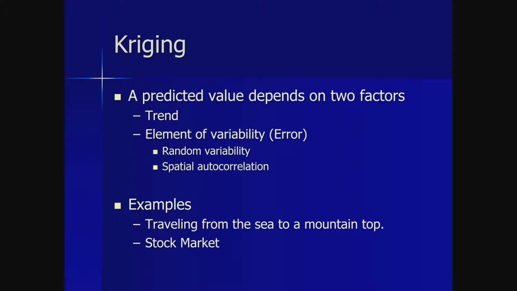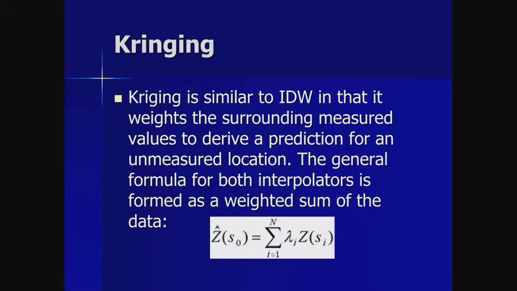So kriging takes into account both of these. It's actually really similar to IDW in that it weights the surrounding values to derive a prediction for an unmeasured location. So it's still looking at nearby values, and it can look at the entire overall trend.